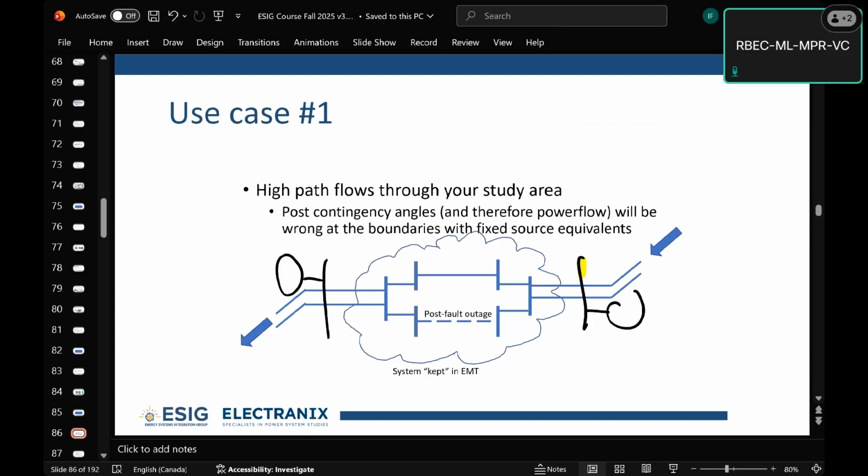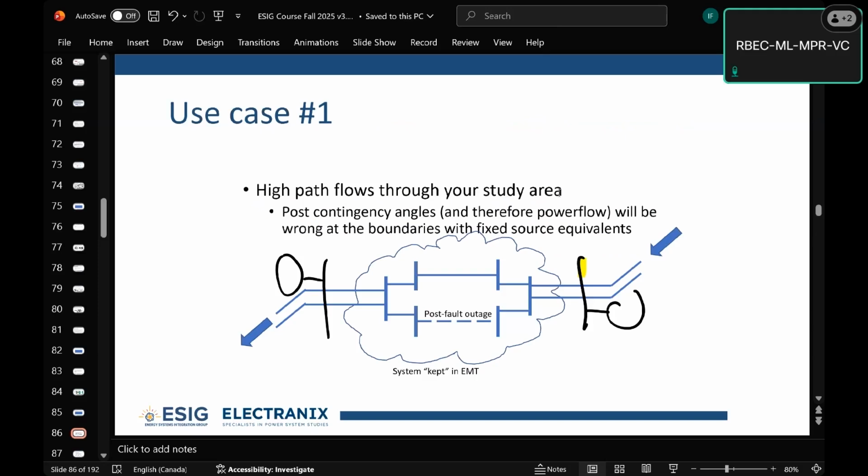In the real system, if you change something in your study area, those things change too, right? Everything, the whole system moves their angles. And so that can be important if you're interested in post-fault angular effects. So post-fault flows being important. They're not always important, but if they happen to be important, that's a good example for when you might use these.